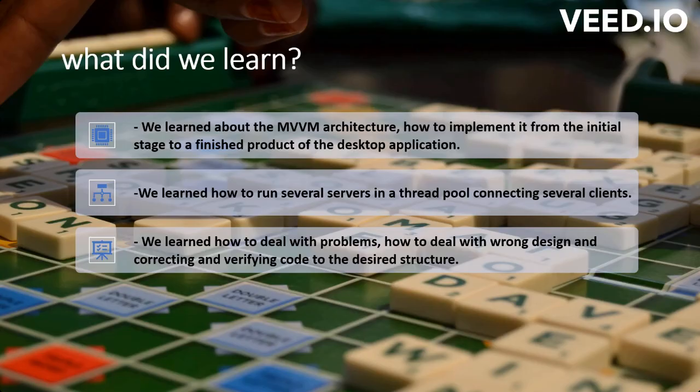What did we learn? We learned about the MVVM architecture, how to implement it from the initial stage to a finished product of the desktop application. We learned how to run several servers in a thread pool connecting several clients. We learned how to deal with problems, how to deal with wrong design, and correcting and verifying code to the desired structure.